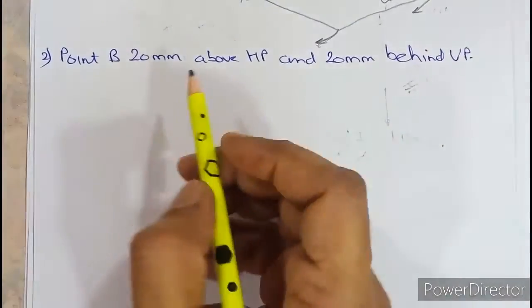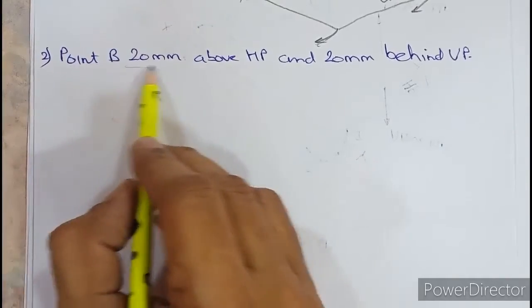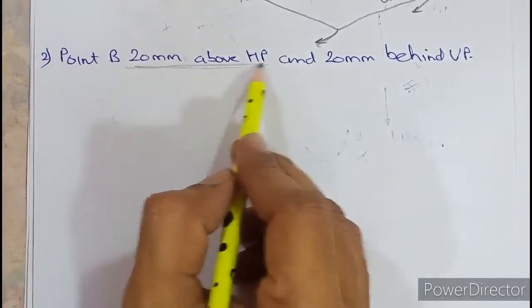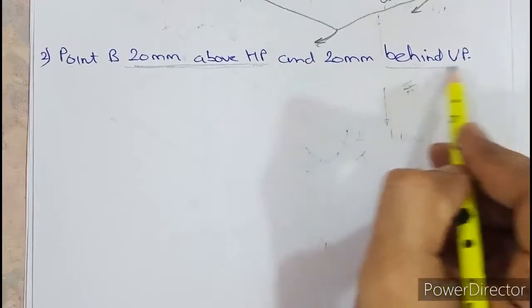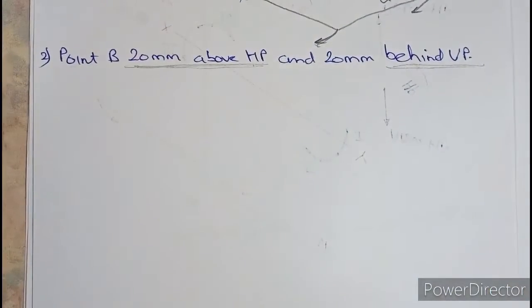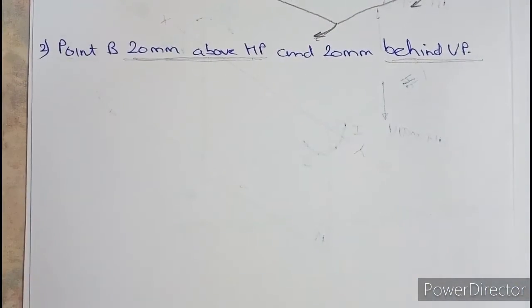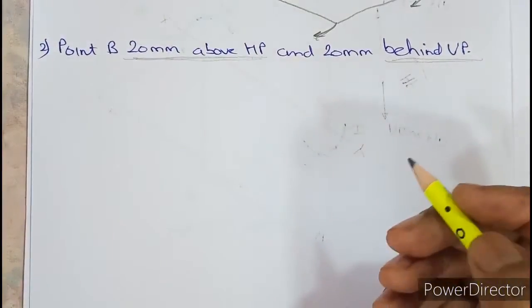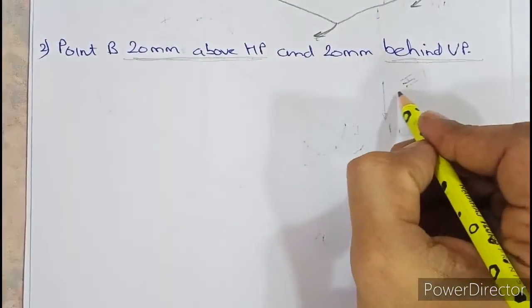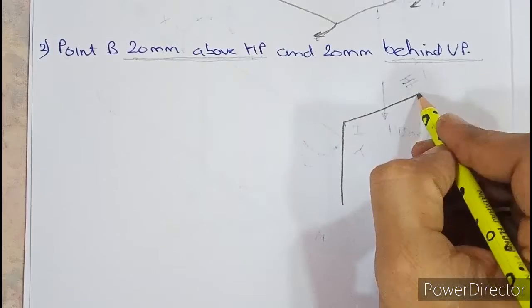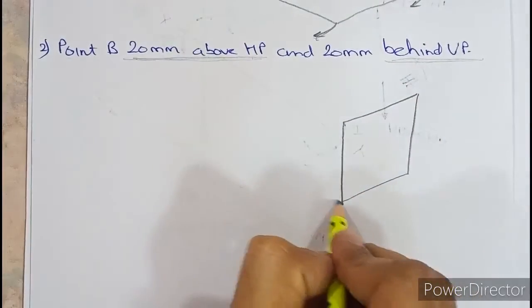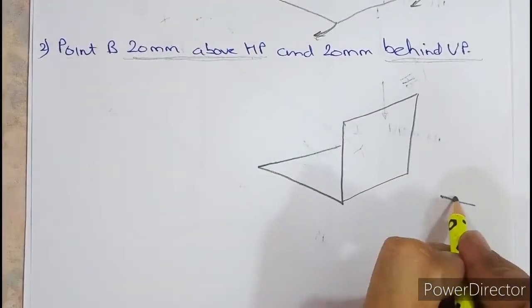Now the second question is over here. Point B is 20 millimeter above HP. Try to visualize above and 20 behind. So in which quadrant the point lies? Above and behind. It is in the second quadrant. So when you draw the second quadrant alone, let us forget about other quadrants. We will draw only the second quadrant, and observer is looking from here.